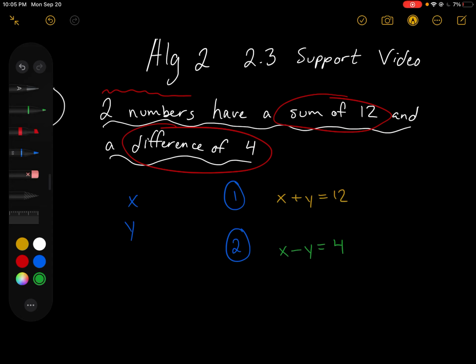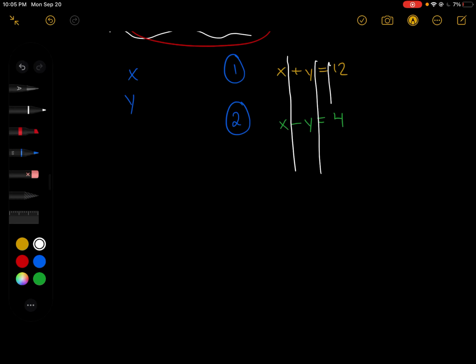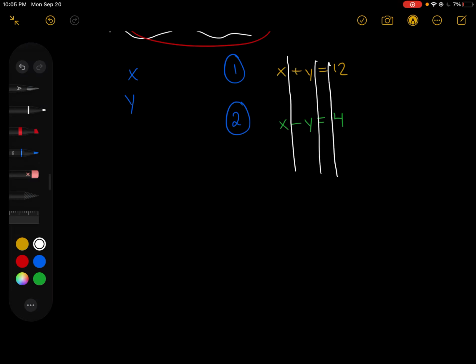So a thing to note here, if we take a look, x plus y is 12, x minus y is 4. We have two variables, two equations. We're ready to solve. We can do substitution or elimination here. And if we line these up, I actually think elimination might be a nice solution for us. So everything's lined up. x and x together is 2 x's. y minus y is no y's. Our equal signs are lined up, and we're left with 16.